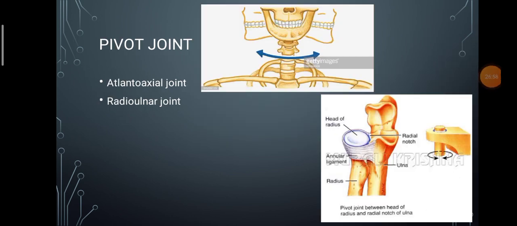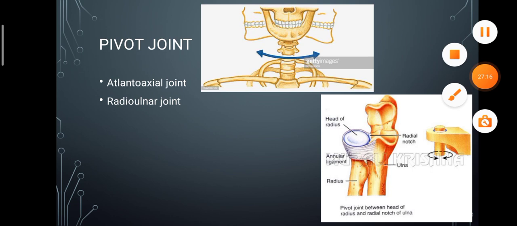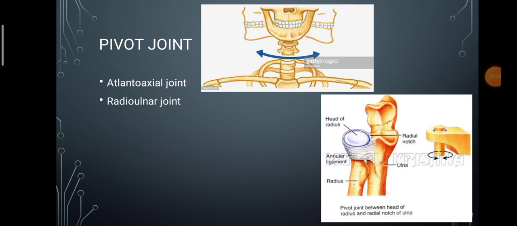Now regarding the pivot joint, here we can see a ring and one axis is passing through that ring. Either the axis is rotating inside the ring or the ring is rotating around the axis. Here you have examples like superior radioulnar joint and atlantoaxial joint. So median atlantoaxial joint is also an example which comes under pivot joint.